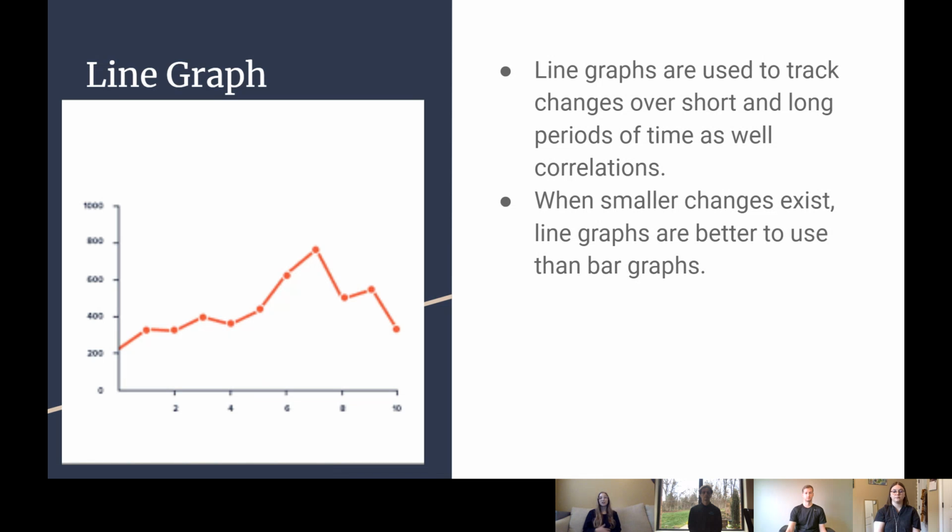So line graphs are used to track changes over short and long periods of time, as well as correlation between the data points. As you can see in this example, you can see the trend rise up and then decline towards the end. And that is not something that would be prevalent or obvious from just looking at a data table. And when smaller changes exist, it is better to look at a line graph as opposed to a bar graph. And that is because this line graph has each and every point, and you can see even the smallest shift between the points and see how they correlate with one another as the x-axis moves upwards.